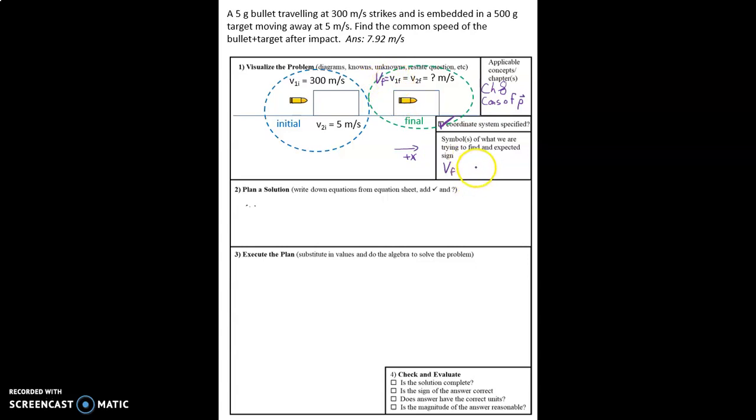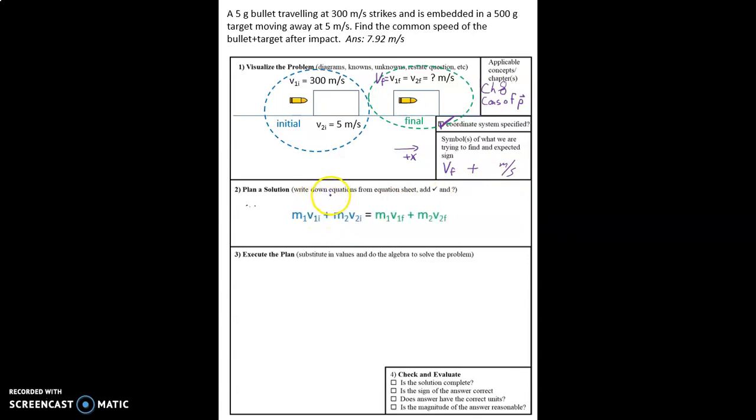Sometimes we can have negative velocities in these momentum problems, but in this case, since both objects are moving to the right initially, there's no way that the combination of the two could end up moving to the left. So we're going to have a positive value here. All of our velocities in the problem are given in meters per second, so we expect our final answer to be in meters per second also.